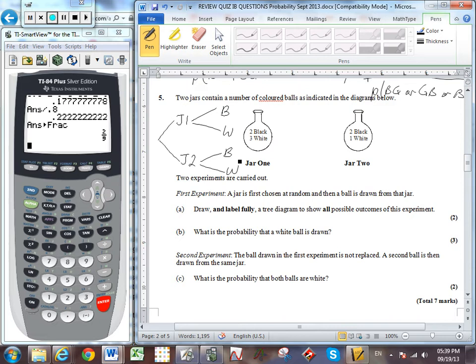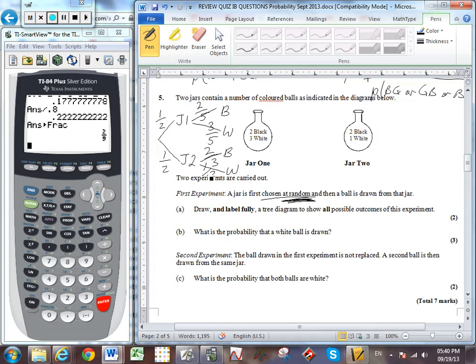Let's fill in the probabilities. Because the jar is first chosen at random, that means that there's an equal probability, like you're flipping a coin. So 1/2, 1/2. An equal probability of each jar being chosen. Now let's look at the probability of getting a black from jar 1. That's 2 black balls out of 5, and 3 white balls out of 5. Or in jar 2, we've got 2 black balls out of 3 and 1 white ball out of 3. They always add up to 1, these probabilities. So we've done part A. We've drawn and labeled the tree diagram to show all possible outcomes.